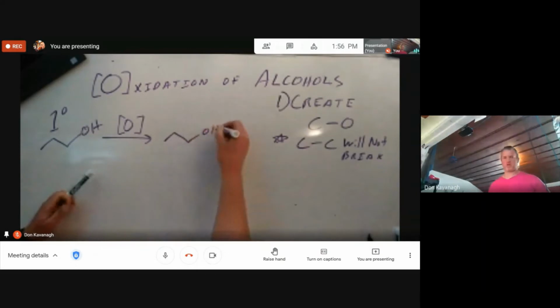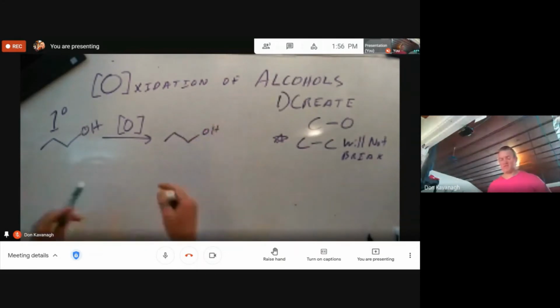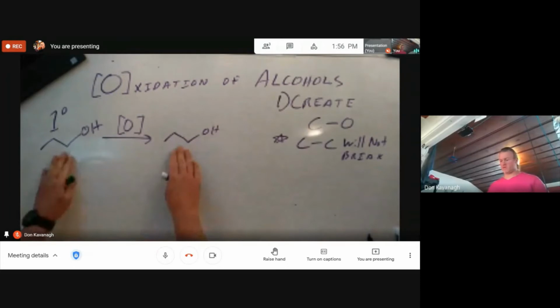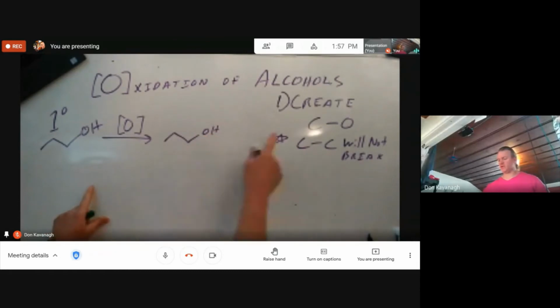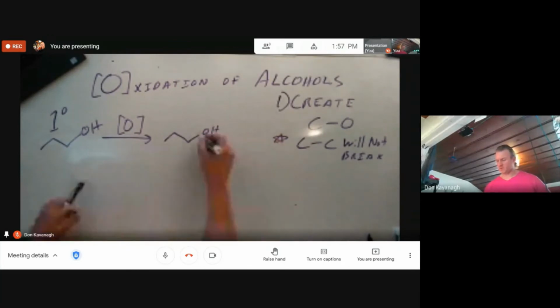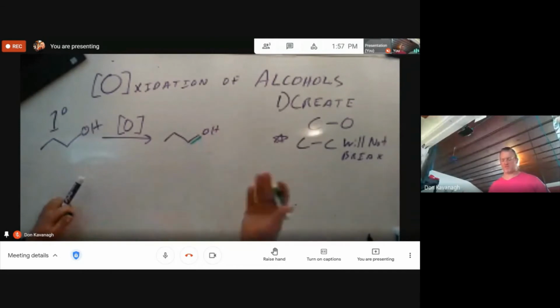Now, when I'm trying to predict the product of a reaction in basic OChem, I just redraw my starting materials because my final product is not going to be terribly different. This way I make sure that all the carbons are transferred and everybody's carried over. So oxidation of alcohols, this is a primary alcohol. It is going to create a carbon-oxygen bond. So I'm going to draw that bond in there, and then I'm going to think to myself, if a bond is made, bonds had to be broken.